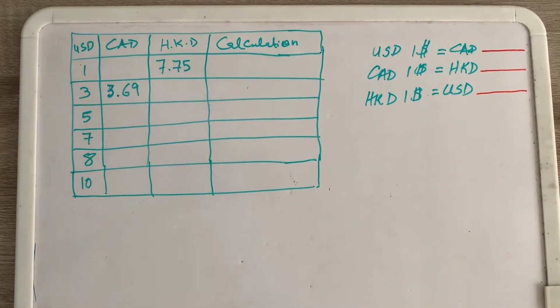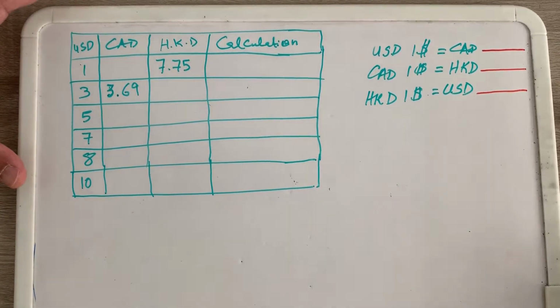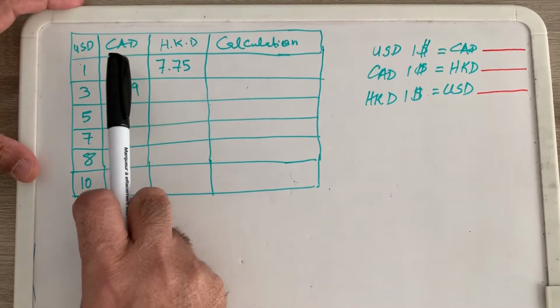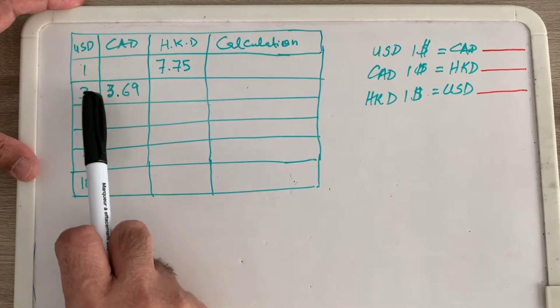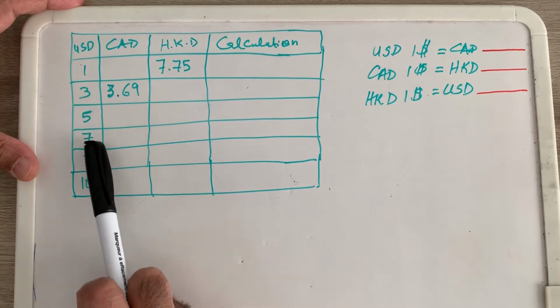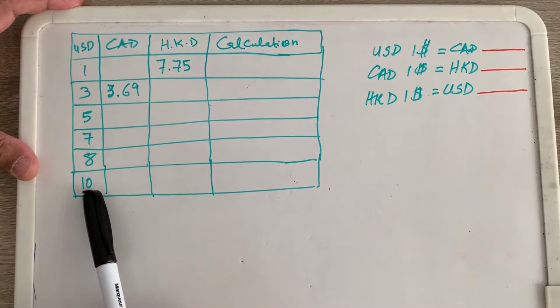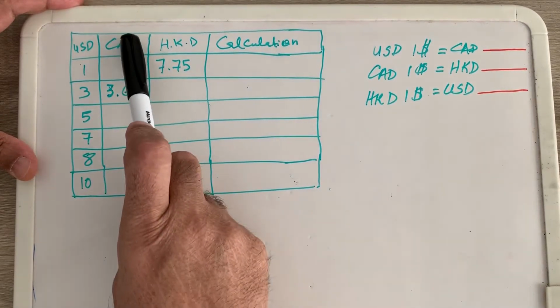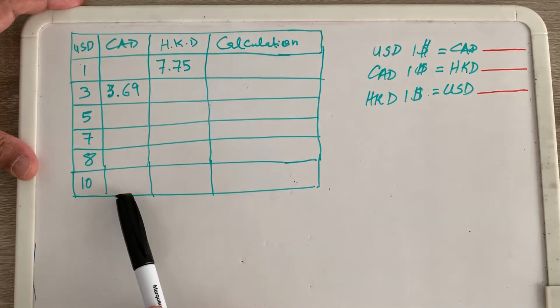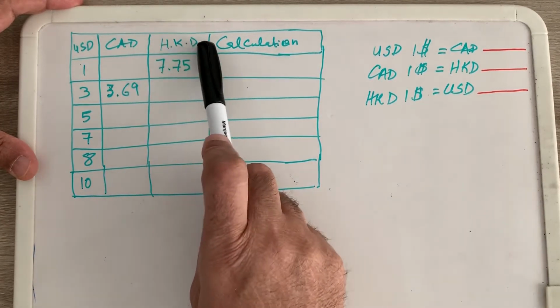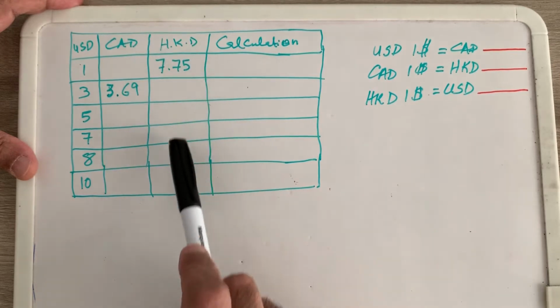So we have some more practice for rate and currency conversion. So one question is asked normally, like giving us a table, and it says in the table 1 USD, 3 USD, 5 USD, 7 USD, 8 and 10 USD. We have to find out the CAD value, Canadian dollar value, and HKD, Hong Kong dollar values here.